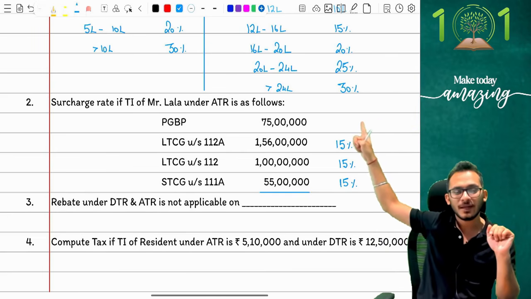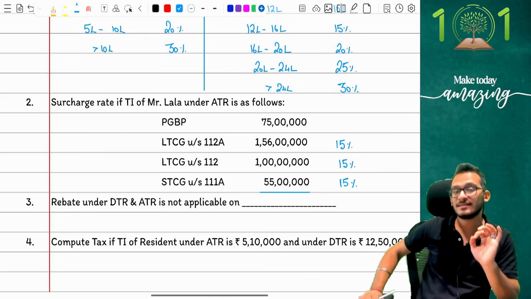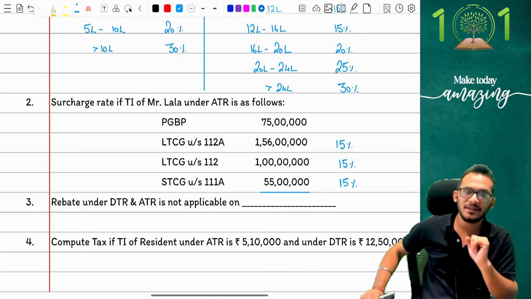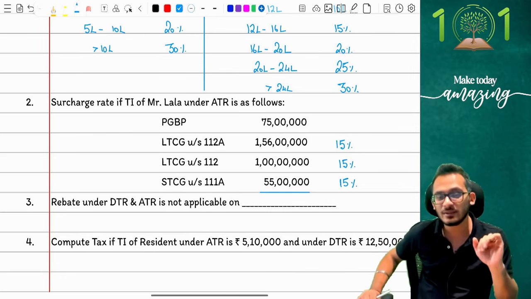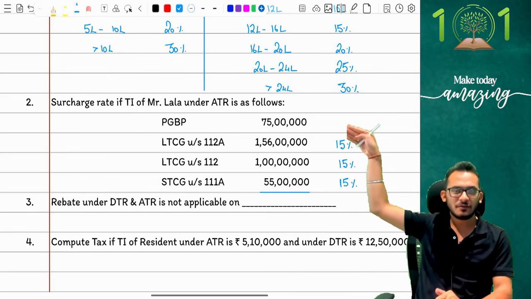Now, if you're going to look at PGBP separately, people, the PGBP is showing 75 lakh rupees. And this is where the mistake comes. In the examination, in the hurry which you have, the first thing you will say, Rahul, if I'm looking at PGBP on a standalone basis, the person is sitting somewhere between 50 lakhs to 1 crore.